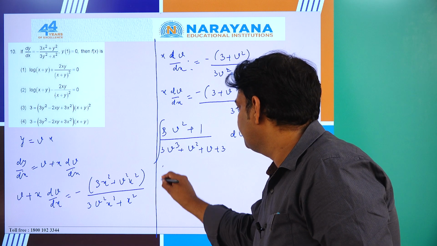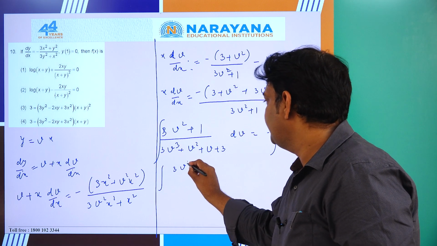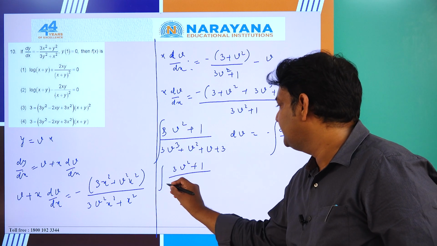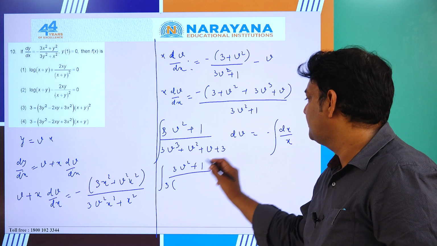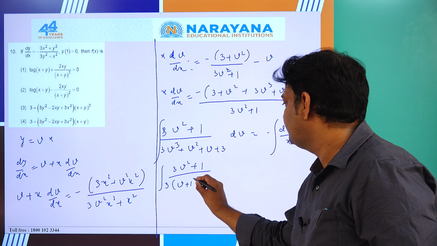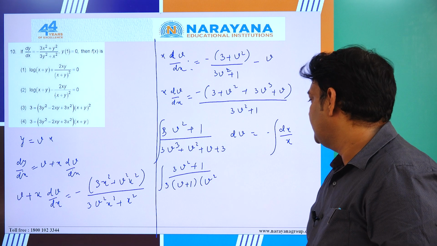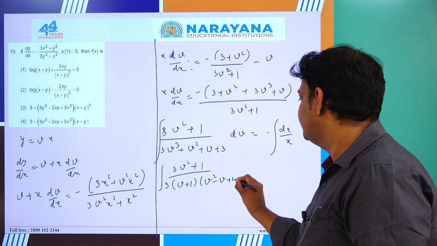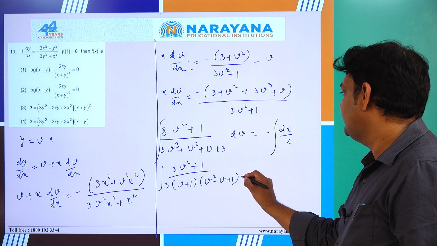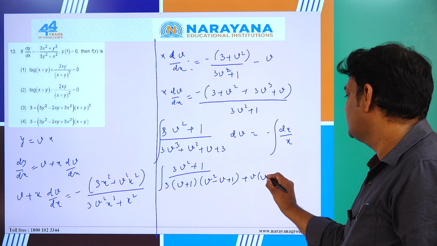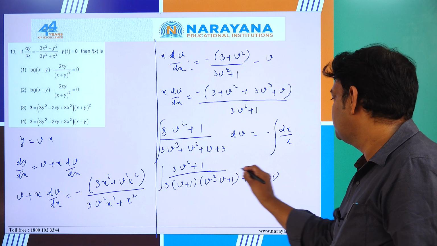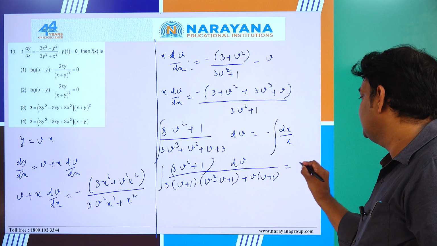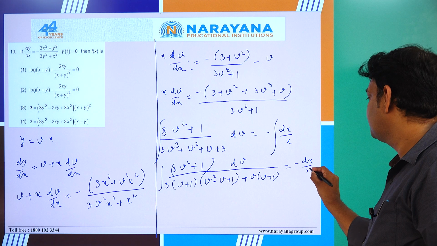Observe, this is nothing but 3v square plus 1 by, from these two, if I take 3 common, v cube plus 1, that is (v plus 1) into (a cube plus b cube, a plus b into a square minus ab plus b square). From these two, if I take v common, into v plus 1, dv is equal to minus dx by x.